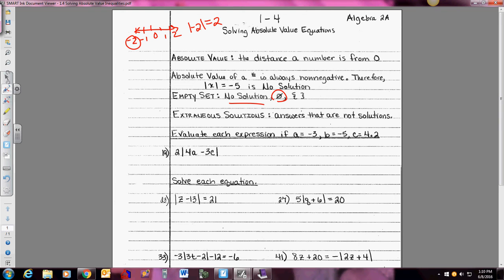Extraneous solutions. What word do you see in the word extraneous? Extra, right? It's like extra answers, sort of. It's answers that are not solutions. You did nothing wrong in the problem, but it didn't work out. So you have to check your answers when it's absolute values. It's not an option.